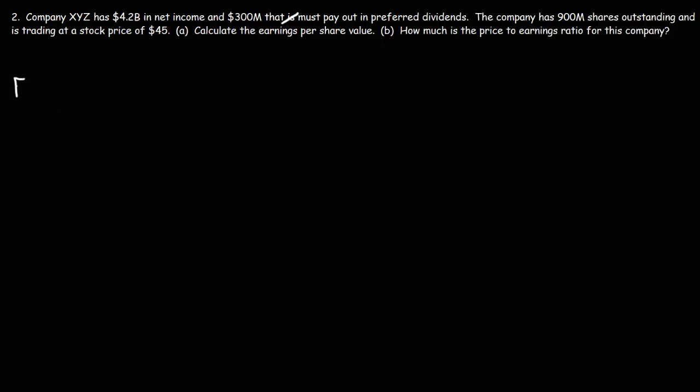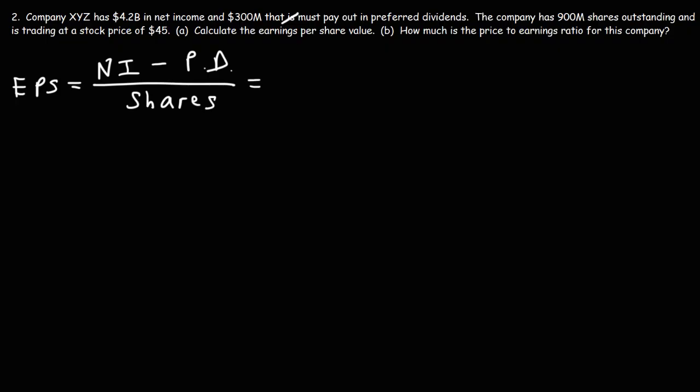So let's begin. The EPS value is going to be, now we have the preferred dividends in this problem, so we're going to use this formula. It's going to be the net income minus the preferred dividends divided by the number of shares outstanding. Now we need to make sure that the unit matches, because here the unit is in millions, here it's in billions. So it's important to understand that $1 billion is equal to 1,000 times a million. So it's 1,000 M.